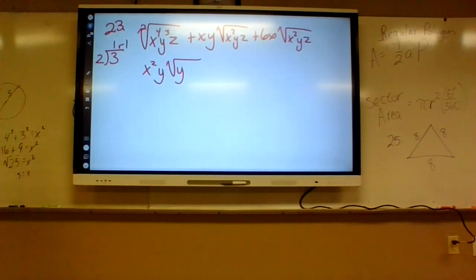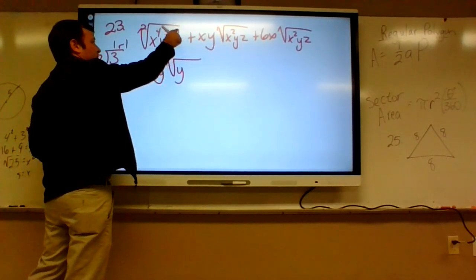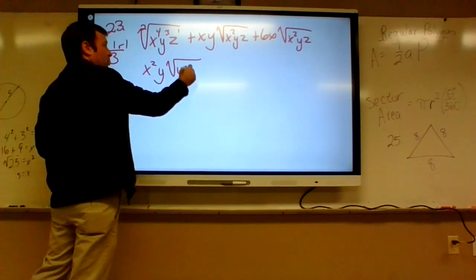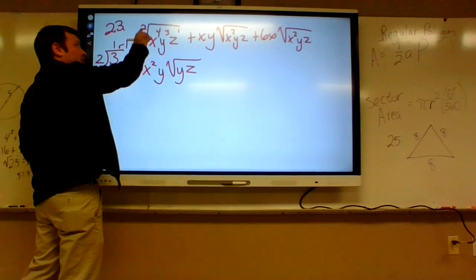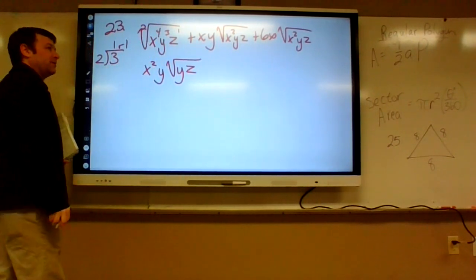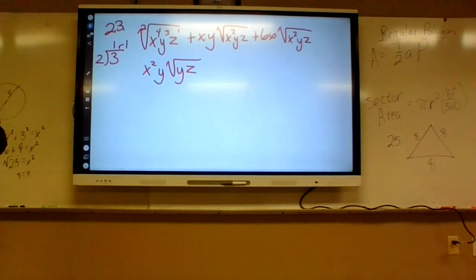Z is basically 1 divided by 2. Doesn't work. It's like a remainder of 1 basically. So if the power is smaller than the root, then you just leave it alone. So Z stays behind, guys.